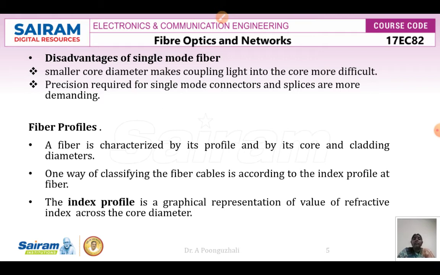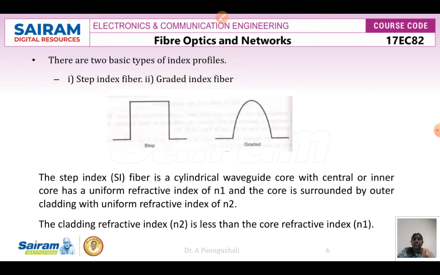So the basic classification is based on the index profile. The index profile is based on the refractive index of the core and the cladding, which you use to define the fiber profiles. The index profile is nothing but a graphical representation of the value of the refractive index. Basically, we have two types of index profile: one is the step index fiber and the other is the graded index fiber.